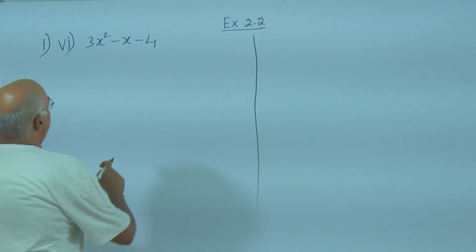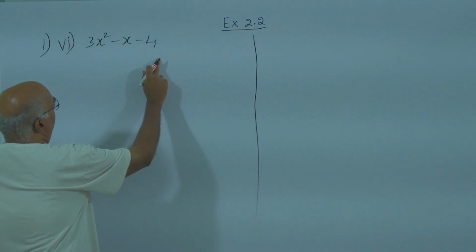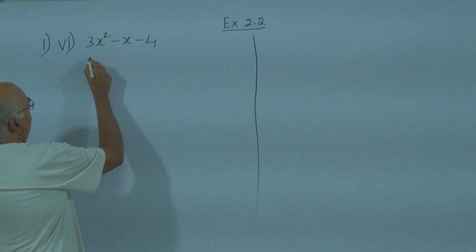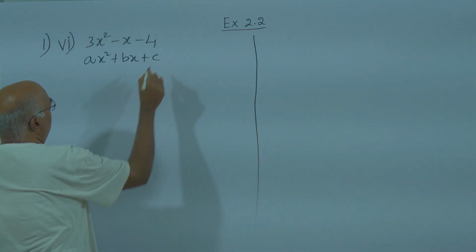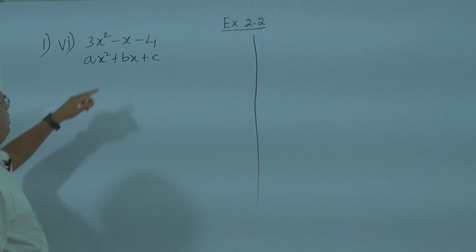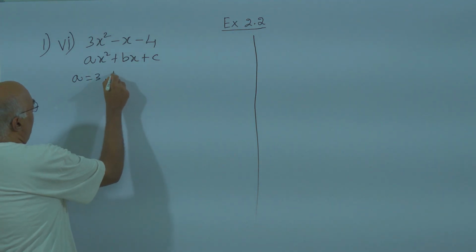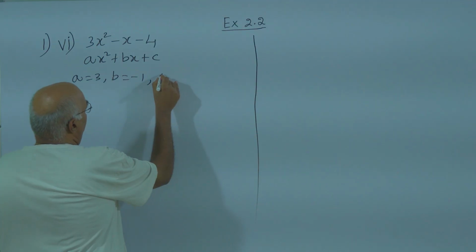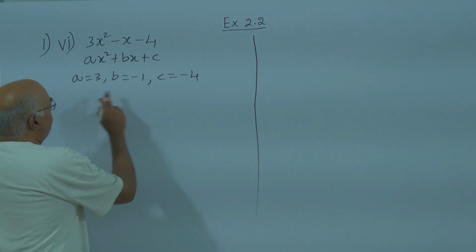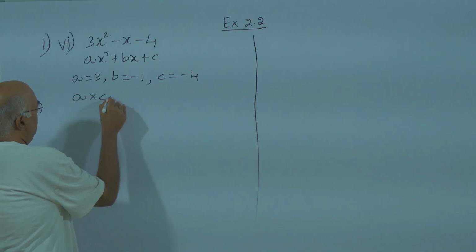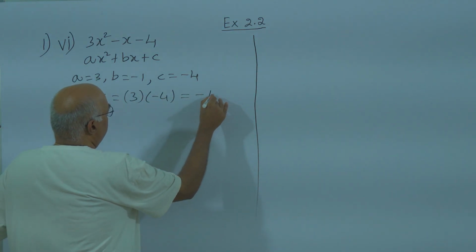First, I will compare this given quadratic polynomial with the standard form of the quadratic polynomial. We know that the standard form is ax square plus bx plus c. Comparing, I get the value of a is equal to 3, the value of b is equal to minus 1 and the value of c is equal to minus 4. Now I will find the value of a into c. So a into c is equal to 3 into minus 4, which is equal to minus 12.